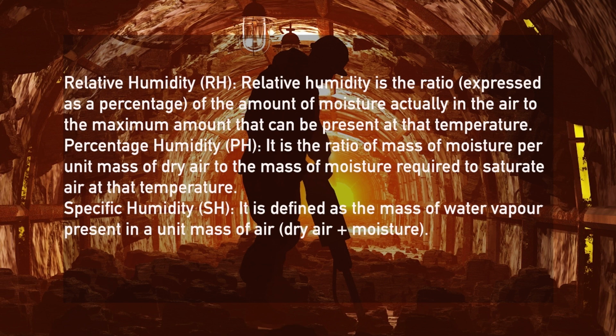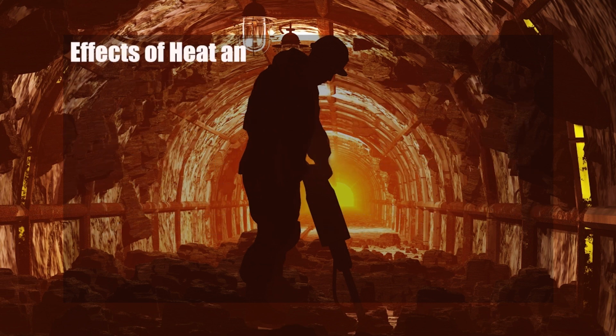Specific humidity. Specific humidity is the mass of water vapor present in unit mass of air. Similarly, clearly the percentage humidity is the ratio of specific humidity and the mass of moisture required to saturate at that temperature. The three terminologies are interrelated to each other.